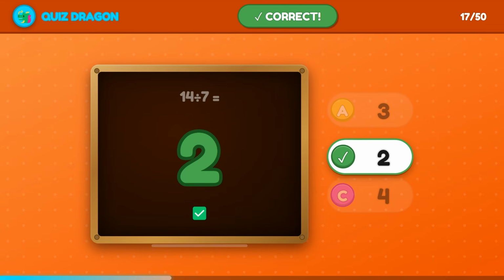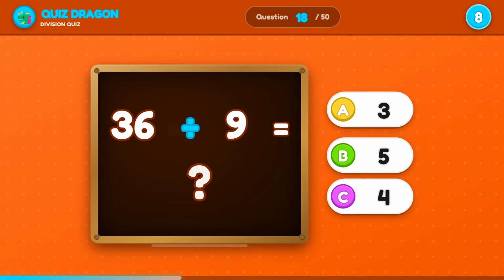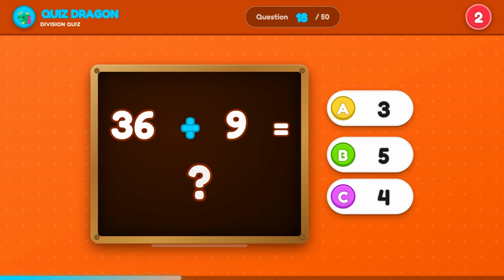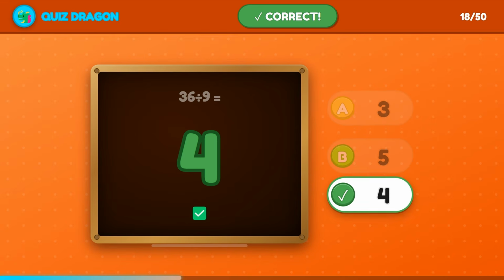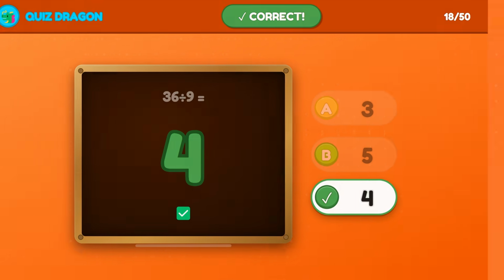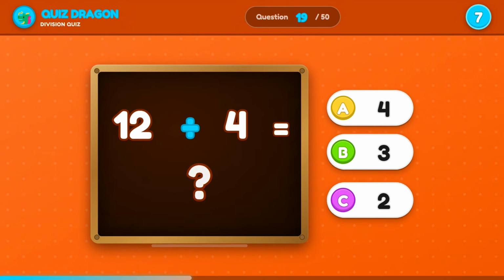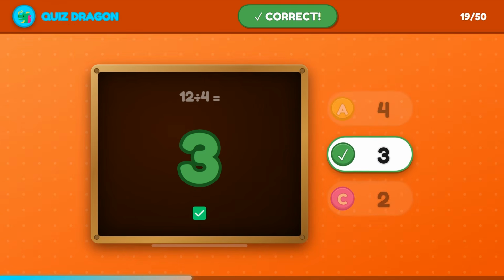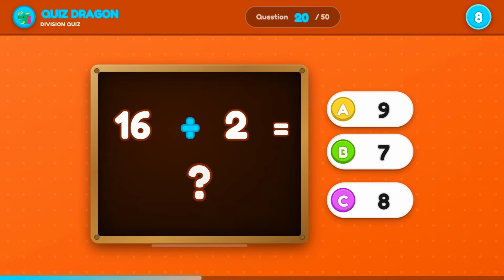The correct answer is B, 2. Question 18. What is 36 divided by 9? The correct answer is C, 4. Question 19. What is 12 divided by 4? The correct answer is B, 3. Question 20. What is 16 divided by 2?